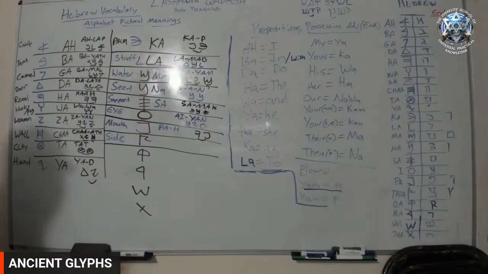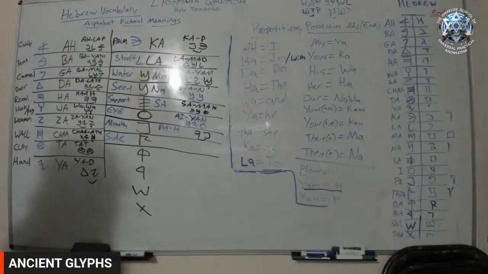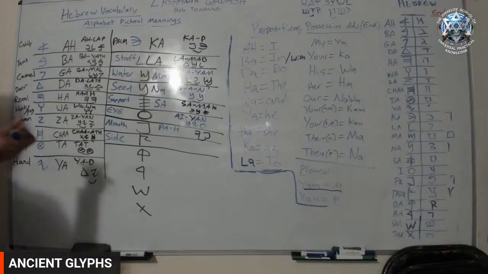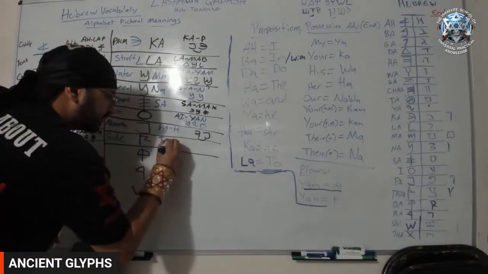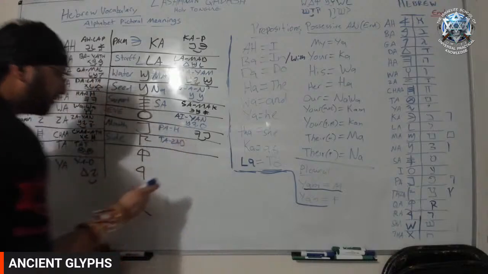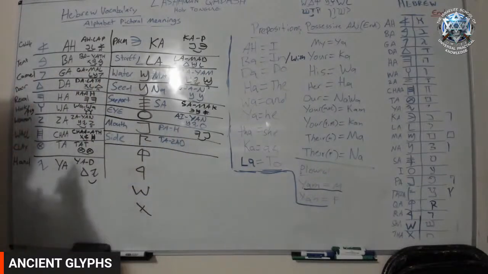Think about this. There's a lot of things that this can mean. I'm going to give you a couple of examples, but I'm going to give you what the full word is. Side is tazad. Tazad. And it looks like this.